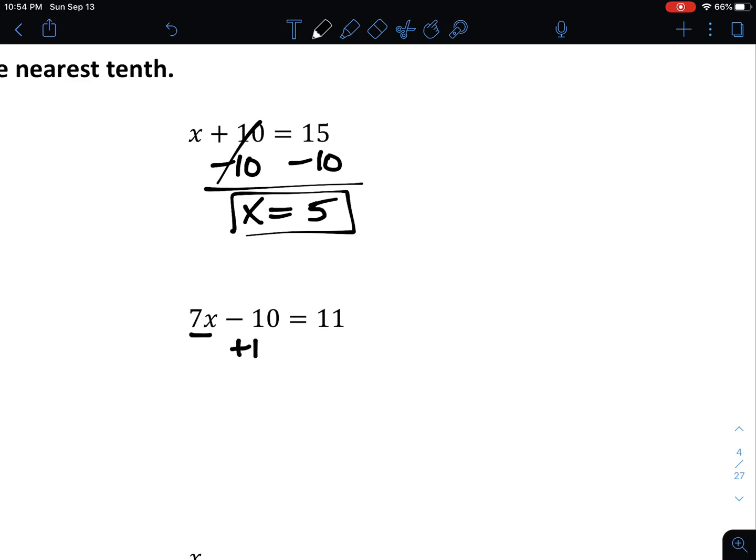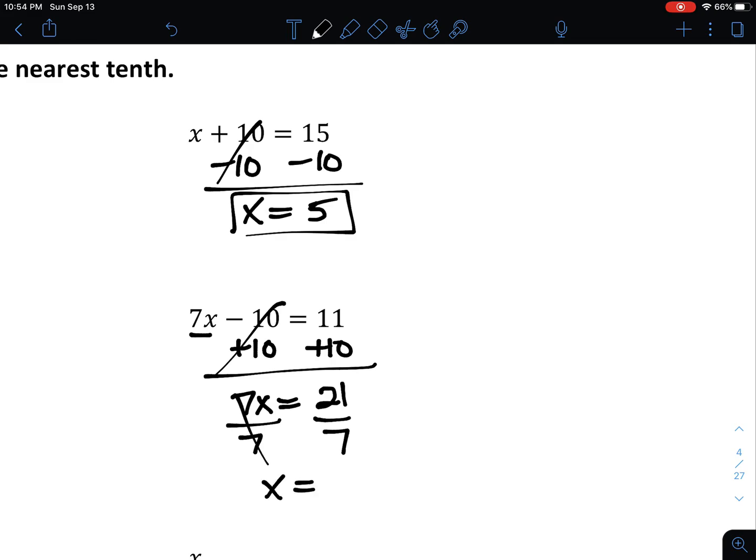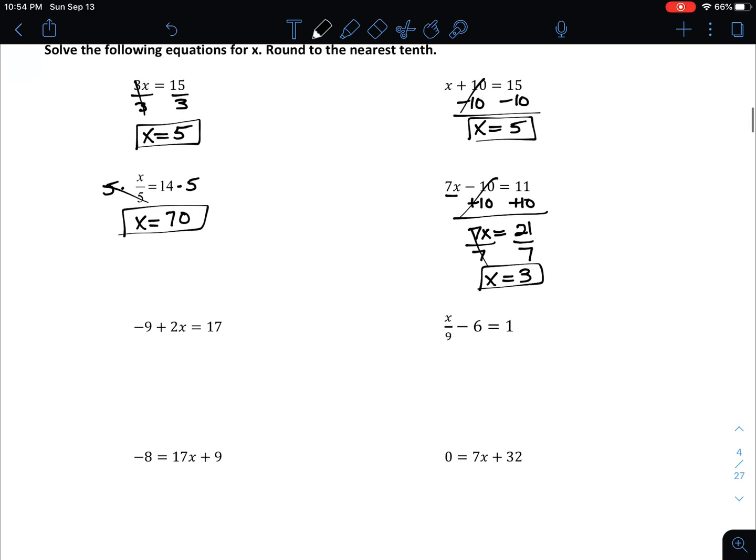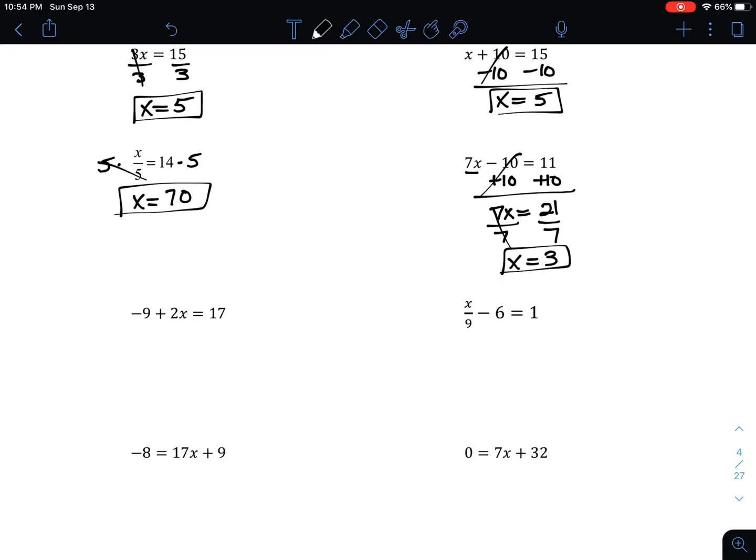First, let's get rid of the minus 10. So let's go ahead and add 10 to each side. That gets us 7x on the left side is equal to 21 on the right side. Now we just have one more inverse operation to do. Opposite of multiplying by 7 would be to divide by 7 on each side. And we get x is equal to 21 divided by 7, which simplifies to just be the number 3. Let's take a look at a few more problems where we've got multiple operations to work through.